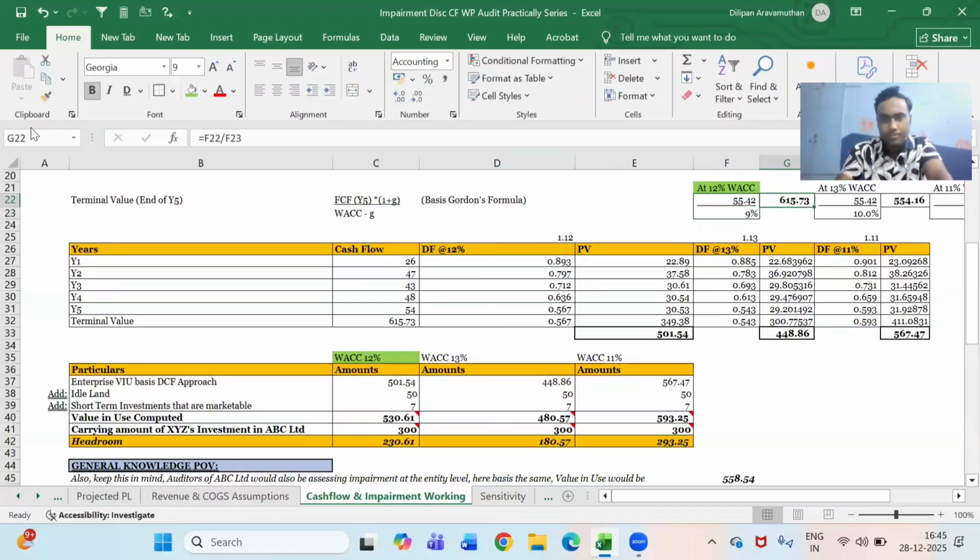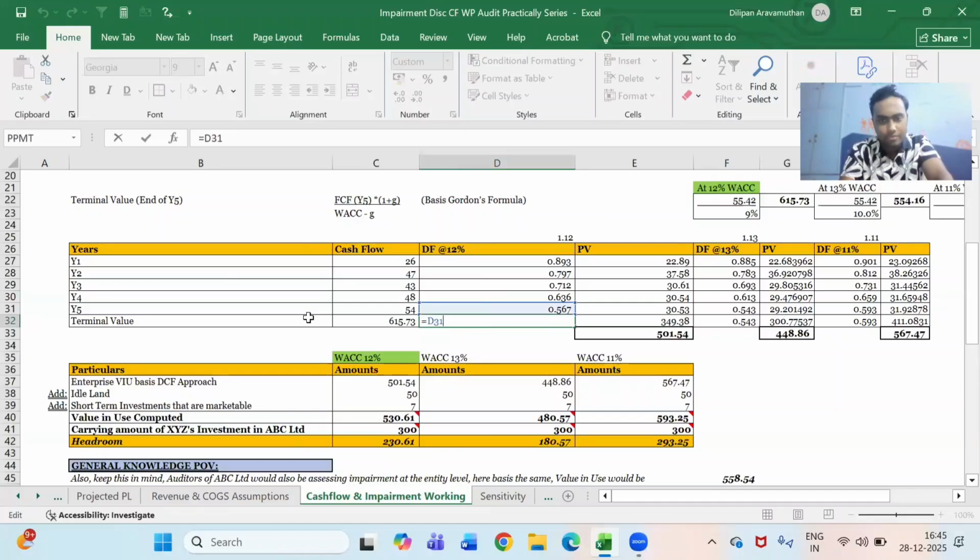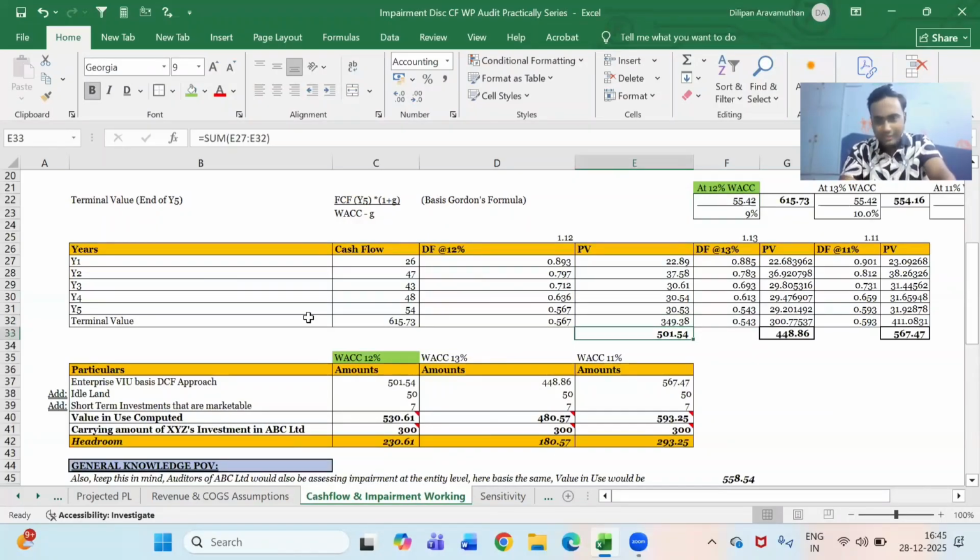Again, we need to take this to the present value. How do we take this to the present value? This is at the end of year 5. So we again take the year 5 present value factor of 0.567, multiply 615.73 with 0.567, and get a present value of 349.38. So the total value in use which we are getting is 501.54.